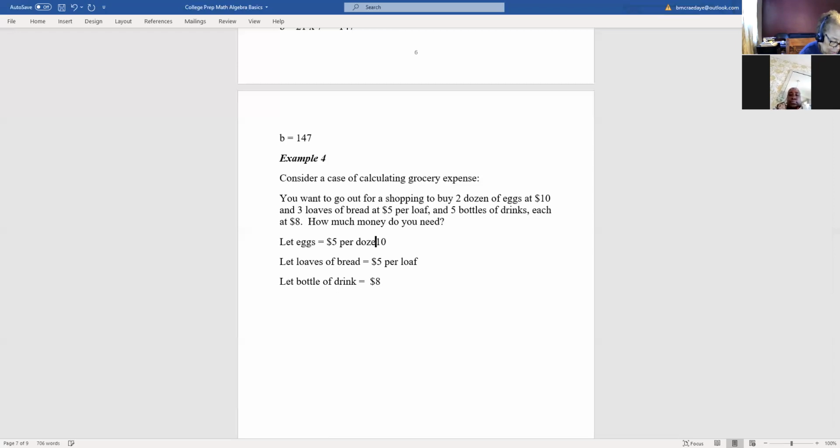And that's per dozen. All right. So now we got everything in terms of the units. Eggs, $5 per dozen. Loaves, $5 per loaf. And drinks, $8 per drink. Now, how do we put it together to add it? Tell me what to write.